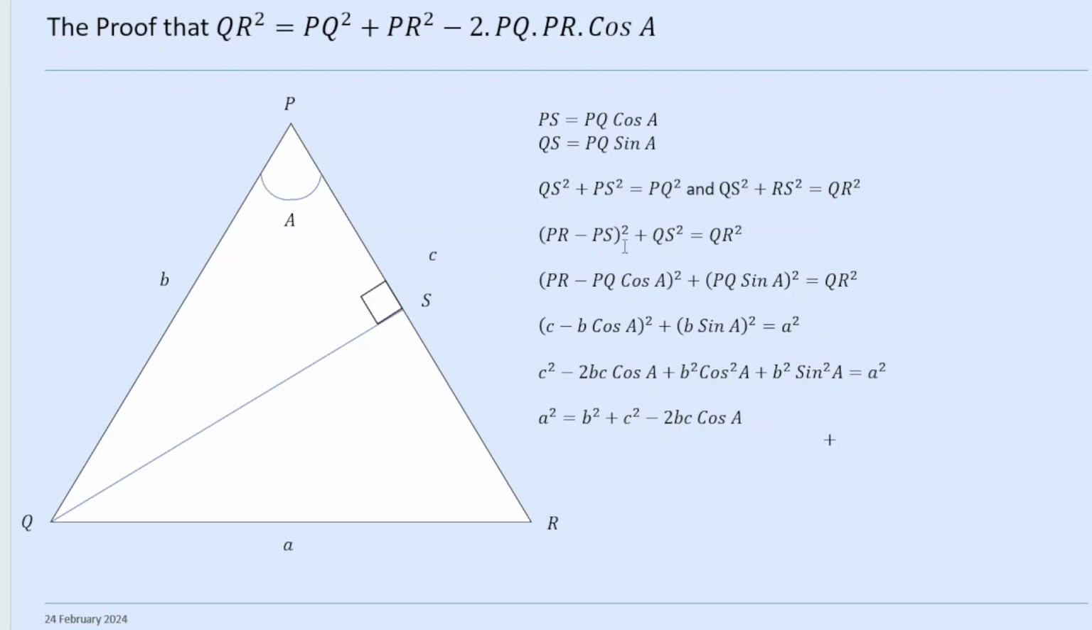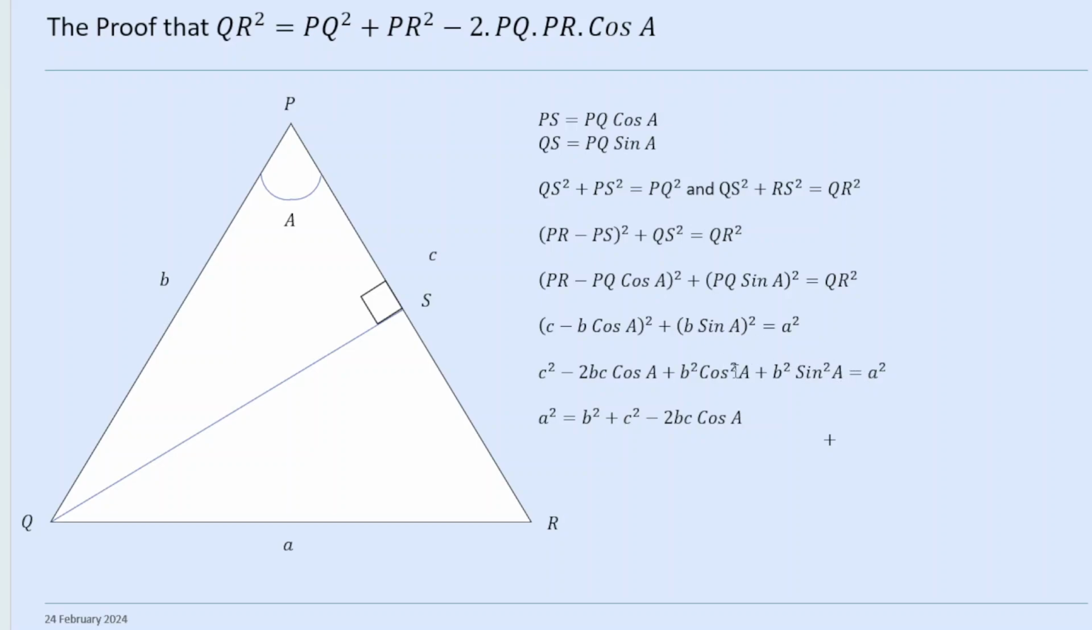And then we're substituting for PS as PQ cos A. And we're substituting for QS as PQ sine A. And then we're just going to slightly use different notation, because we're going to write PR as C, PQ as B, and we're going to write QR as A, which just makes it slightly neater. We expand this out, we get C squared minus 2BC cos A plus B squared cos squared A, plus from here B squared sine squared A equals A squared.